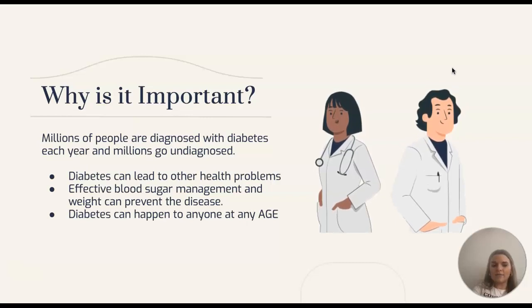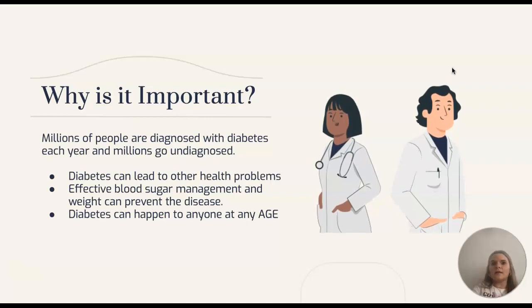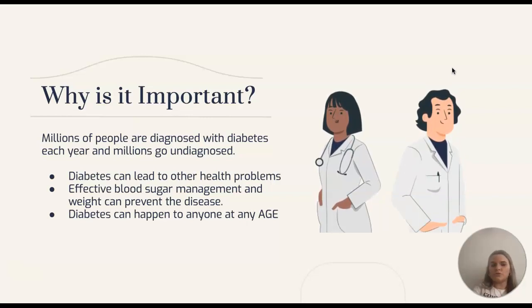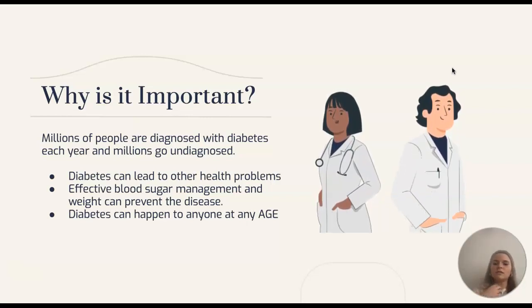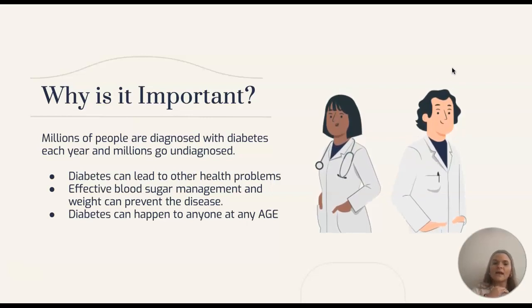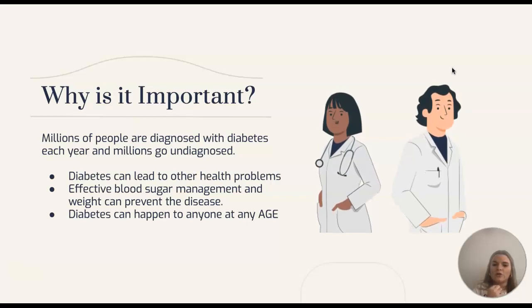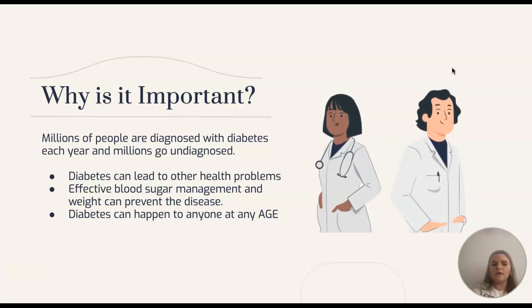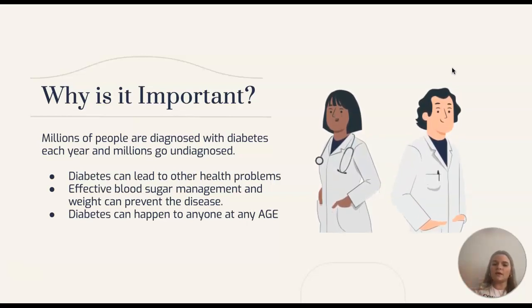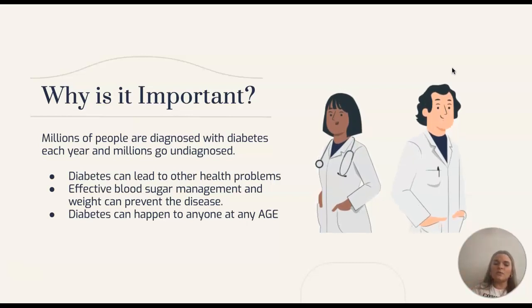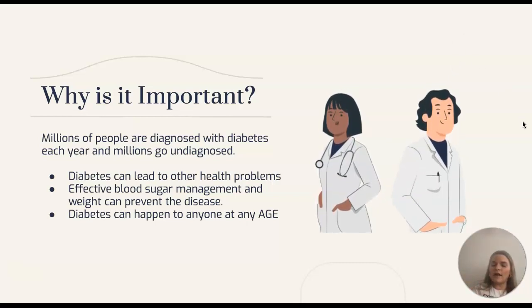But things can be used to prevent the disease. This would be like controlling your weight, seeing how much sugar you eat a day, going to a specialist, anything like that. And also, why is it important? It can happen to anyone at any age. So you can be as young as 5, you can be 80 years old, and it could happen to you then as well. So basically, anybody and anyone could have this disease.